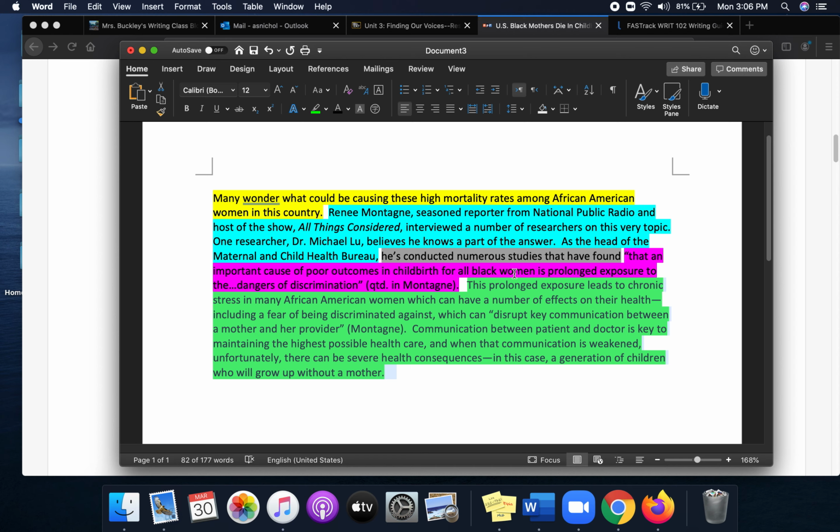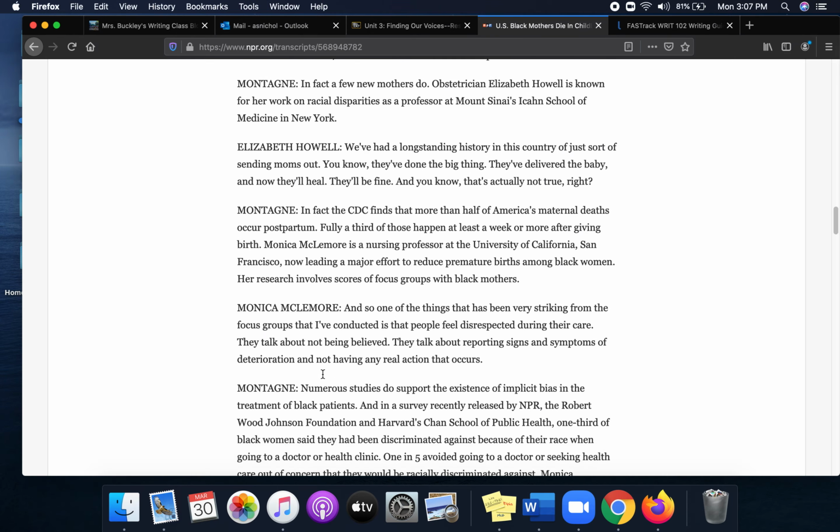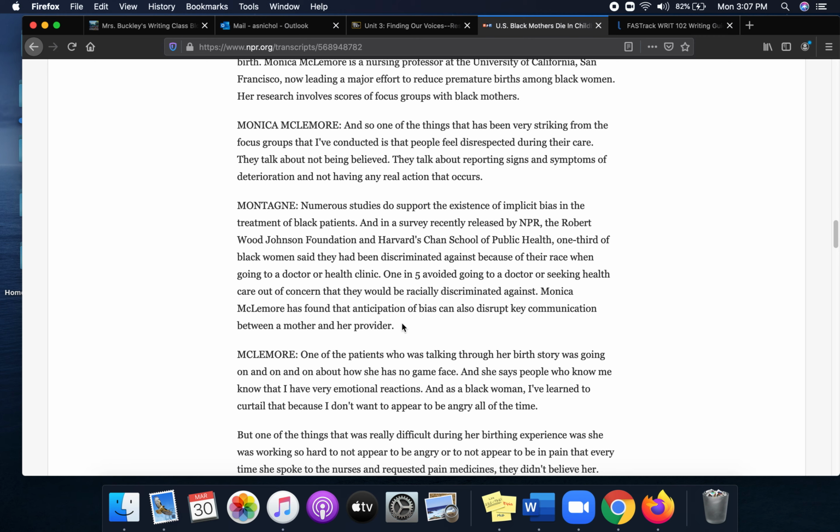So here you see, I've also used another quote inside my commentary, which is perfectly fine. But ultimately, these are my thoughts. It says, this prolonged exposure leads to chronic stress in many African American women, which can have a number of effects on their health, including a fear of being discriminated against, which can, quote, disrupt key communication between a mother and her provider. Again, I'm citing Montagne because this is something that Montagne said somewhere around here. Here, okay?